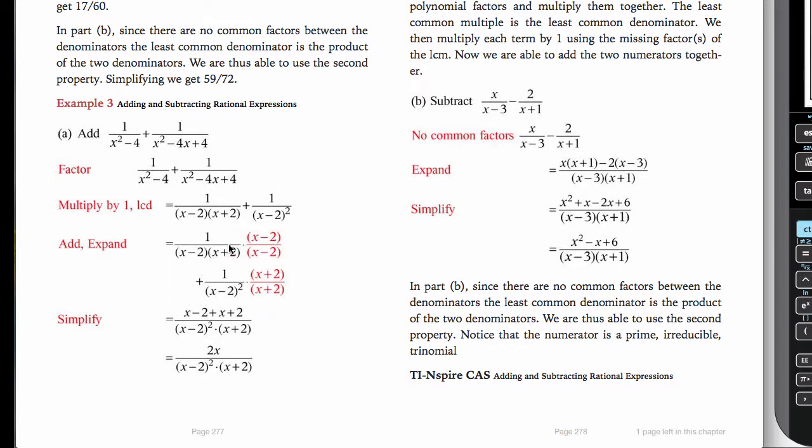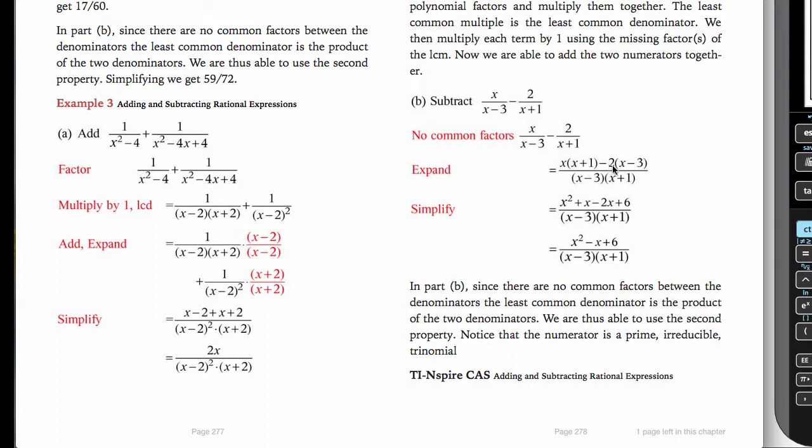Okay, then taking 1 times x minus 2 and 1 times x plus 2, adding these two together, we end up with this answer. In this case, where they have no common factors, multiply the 2, go down, start up here, and take x times the x plus 1, minus 2 times the x minus 3. x times x is x squared, x times 1 is x.